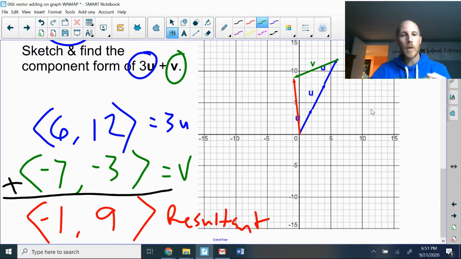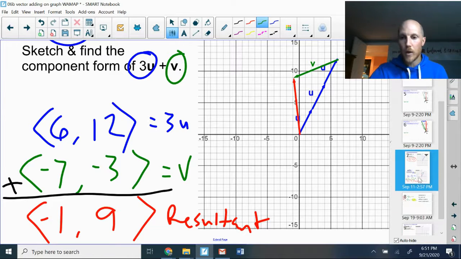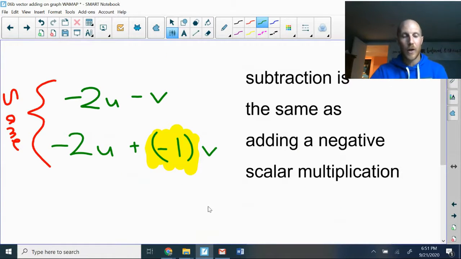So we've seen scalar multiplication, we've seen vector addition. One last thing we've got to look at right now, and that is how do we do subtraction? Subtracting a vector, if we have components, is no big deal. You just subtract, right? But for graphing purposes, you can't graph subtraction.